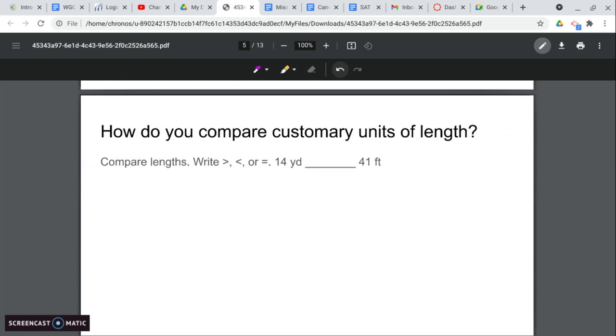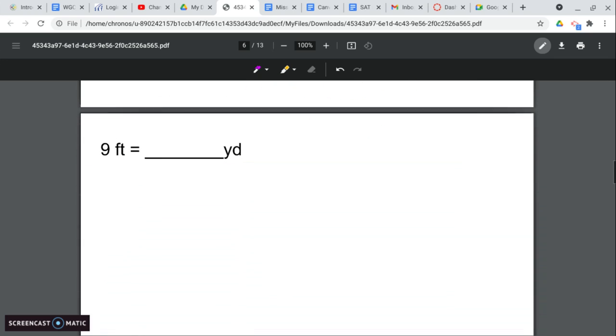How do you compare customary units of length? Well, we compare by converting them to the same unit of measure. So if we want, we can change these both to feet or we can change them both to yards. It doesn't matter which way we go. I'm going to go ahead and change the yards to feet. So we're going from larger to smaller, so we'll multiply. So we take 14 times 3. 14 times 3 is 42. So we have 42 feet in comparison to 41 feet. So 42 feet is larger than 41. So 14 yards is more than 41 feet.